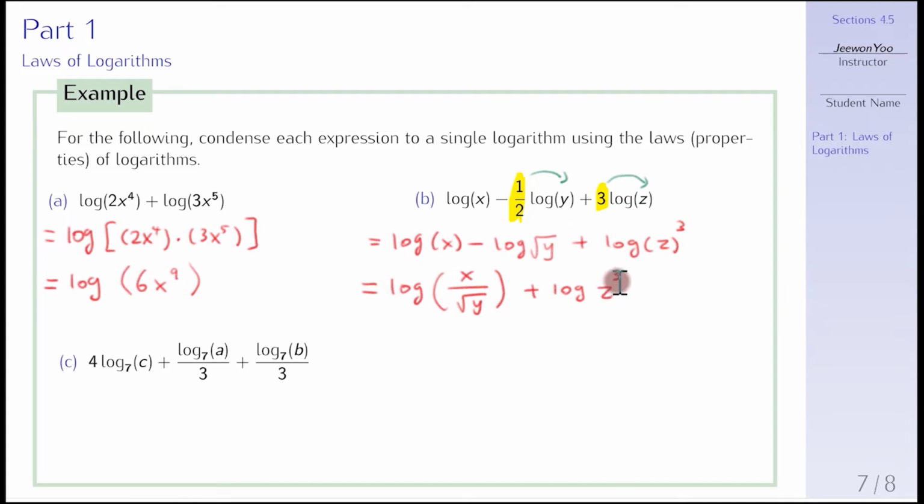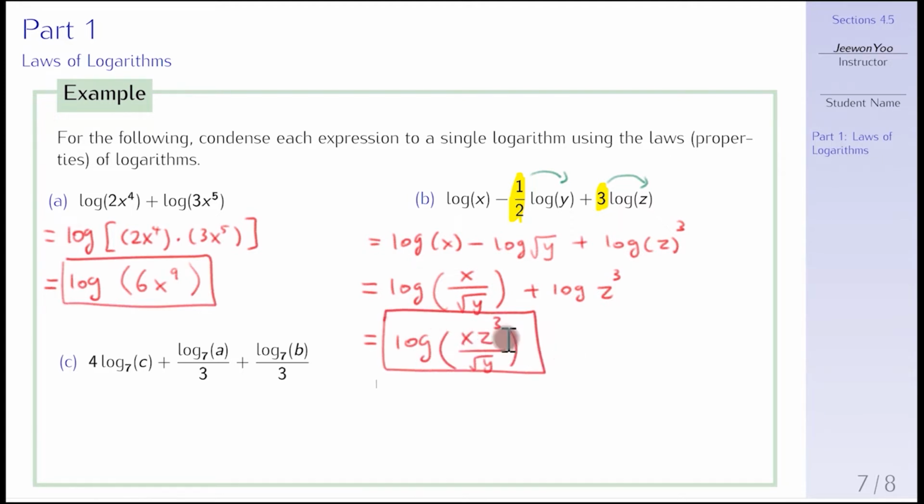This plus sign means you multiply this with this fraction. So the answer is x times z cubed divided by square root of y. Congratulations, that's the answer for part B. Last question for this page.